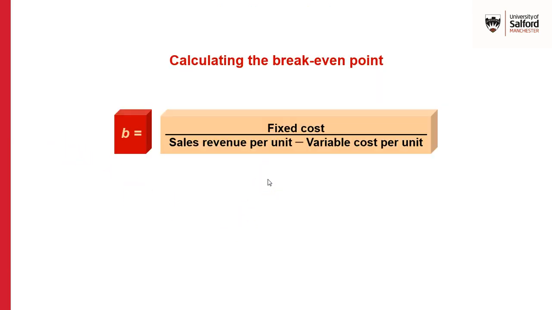To calculate the break-even point, quite simply, it's fixed cost over sales revenue per unit minus variable cost per unit. So we can see it really as our need to cover fixed costs that don't vary with production. And for every unit we sell, we gain the revenue per unit less the cost of making that unit. And that's called the contribution, because it contributes to our fixed costs. And it's per unit, so we're effectively asking how many of this contribution per unit do we need so that the benefit we get equals the fixed cost.